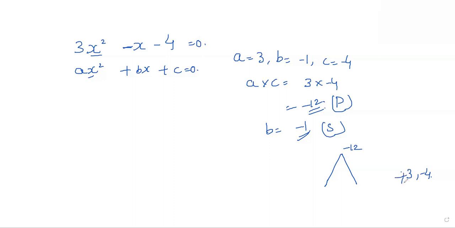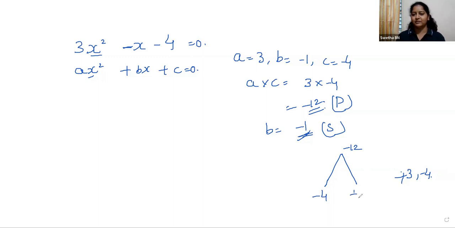Okay. Good. So, because B is negative, no? B is a negative number, so the big number should be negative and the smaller number should be positive. Good. Shreya, are you getting it?